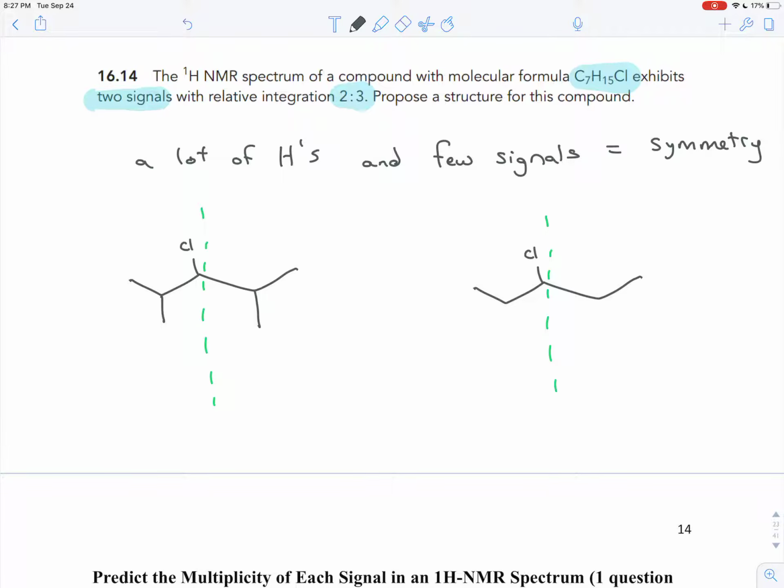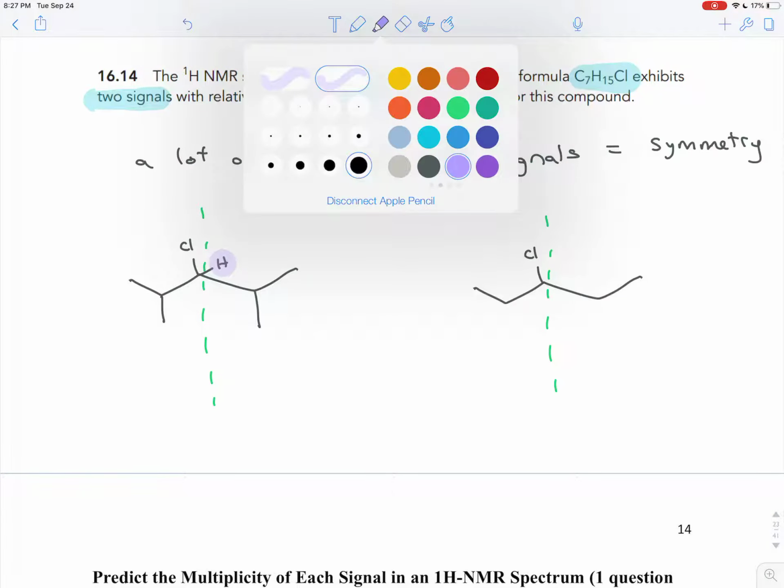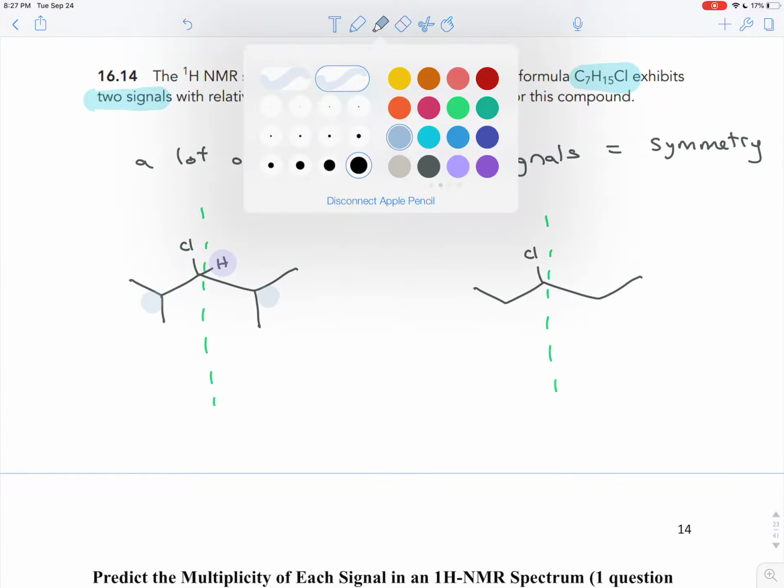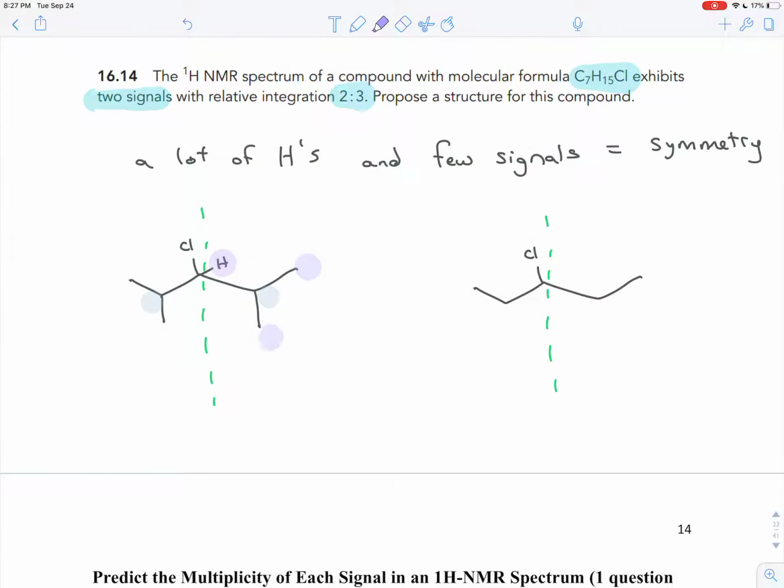Well, here, there's a hydrogen on that same carbon as the chlorine, so that's one electronic environment. That'll be 1 signal. Then you'd have hydrogens on the carbon with the branch. And finally, you'd have hydrogens that all would be the same signal because of the symmetry.